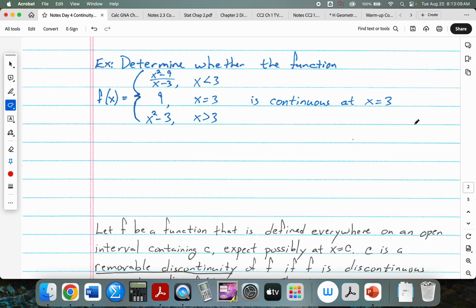All right, so let's determine whether this function is continuous at x is equal to 3.